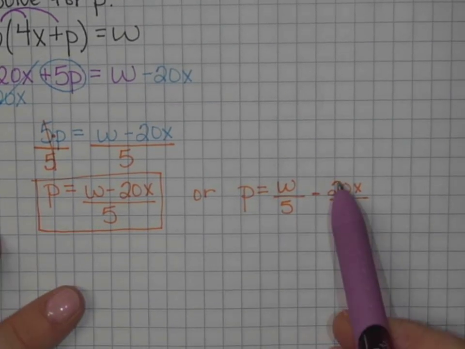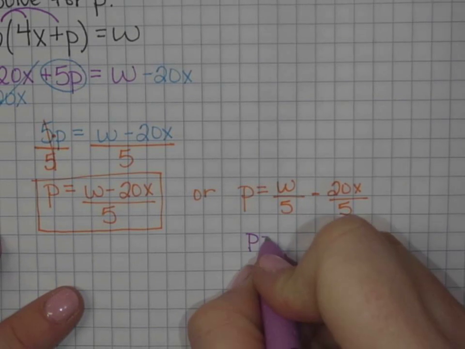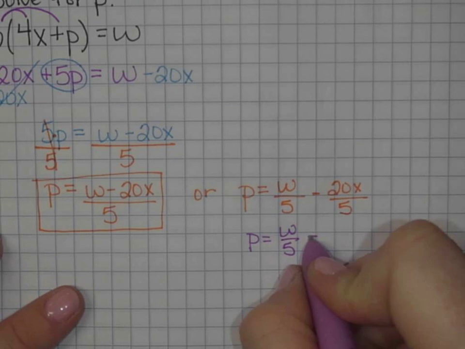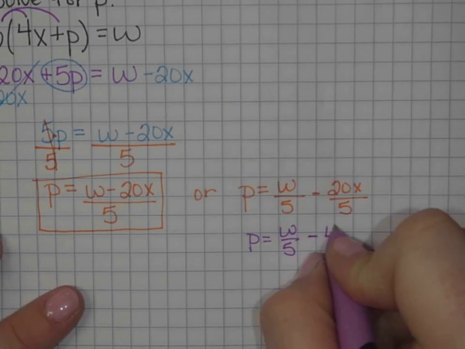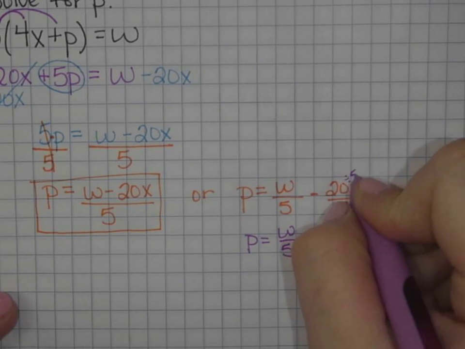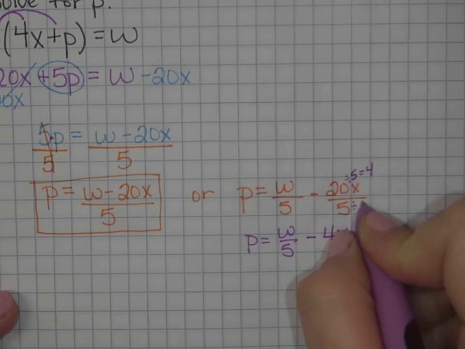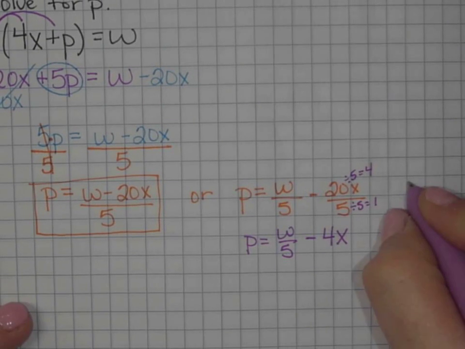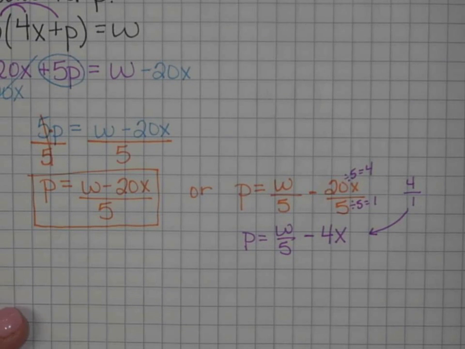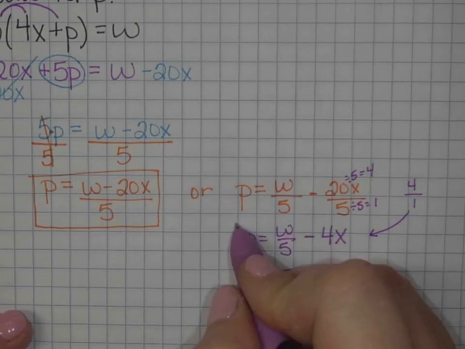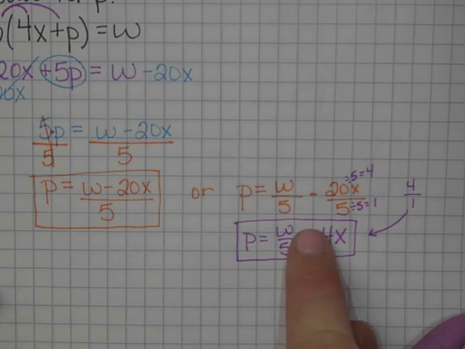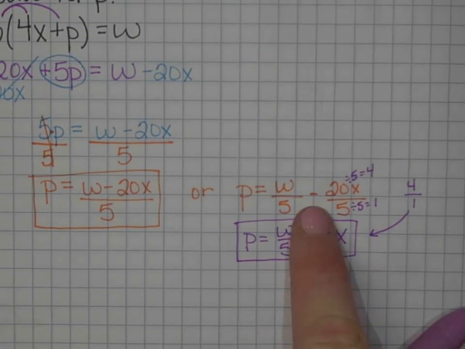Notice in this case I need to simplify. So p would equal, the w and the 5 don't simplify, but 20 divided by 5 is 4x. 20 divided by 5 equals 4. 5 divided by 5 equals 1. So technically it's 4 over 1, which we just write as 4. Don't forget that negative. If it's a multiple choice question, you better believe that they're going to have one option that has a positive, just to see if somebody forgot.